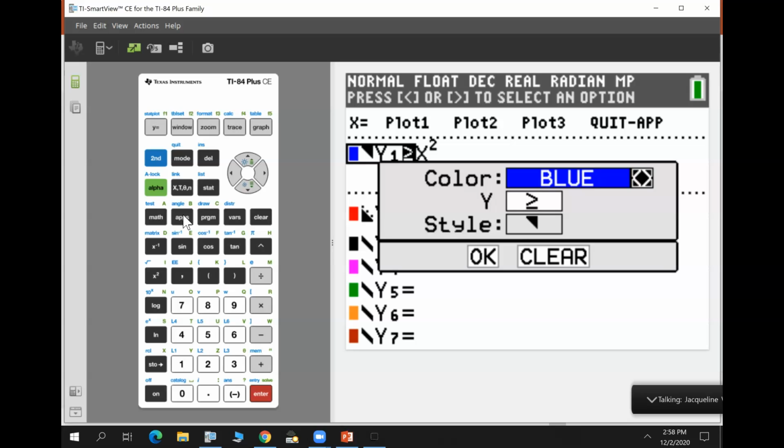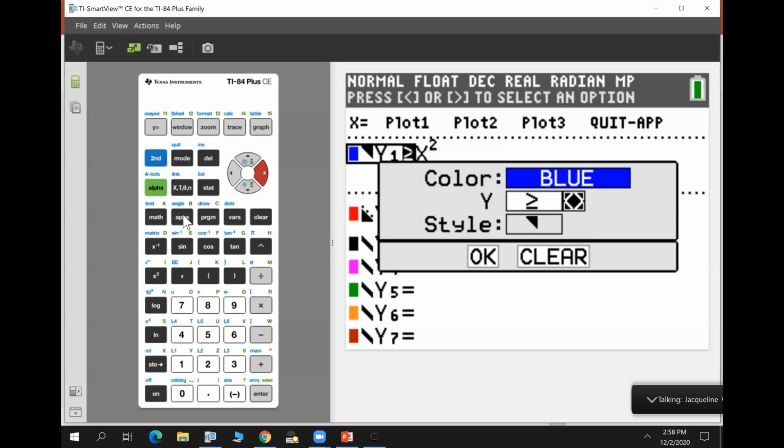I'm going to come down here. So if I come down here, you can see if I go left or right, I'm changing it to whatever sign I want. Okay? So for us, it was y is greater than or equal to x squared. So I'm going to choose greater than or equal to. And when I do that, my calculator automatically knows to do a solid line and to shade above. I don't have to tell it that. I don't have to use a test point.